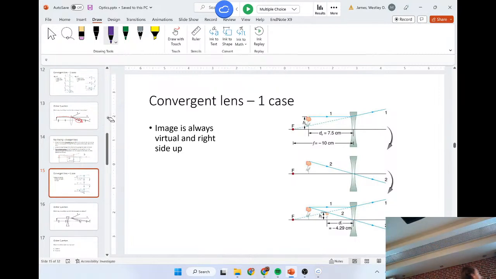It will always generate an image on the same side with, I believe, a smaller magnification, but I need to fact check myself on that. It always makes it smaller. Always virtual, always right side up. No matter where you are, whether your object is inside the focal point or outside the focal point. Always virtual, always right side up.